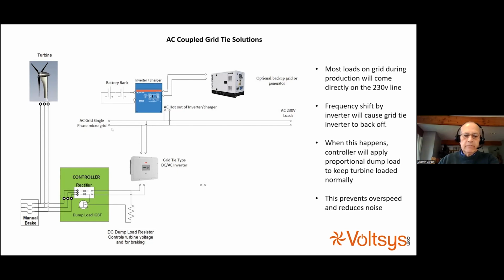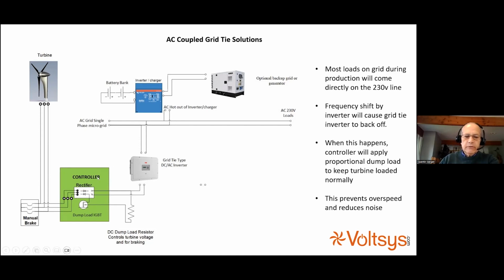We maintain the same system as a grid tie turbine with the normal controller, wind interface, and the grid tie inverter working into the AC hot out of Victron or other inverter chargers. That requires, when the Victron changes its frequency, the turbine inverter to respond to frequency shifting. We can do that with our controller.